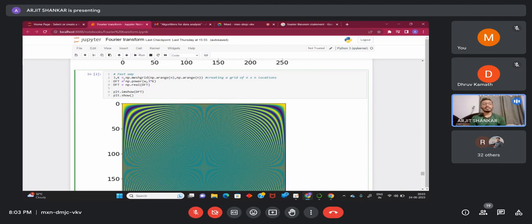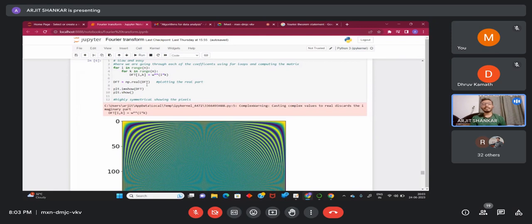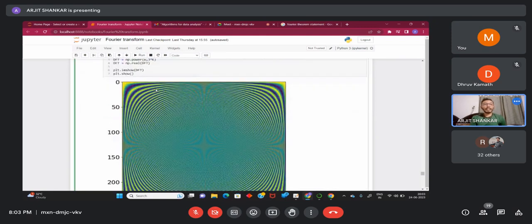And just for simplicity, we are only taking into consideration the real part of the discrete Fourier transform matrix. So this is pretty fast and pretty easy to understand. That's why we have included this as well.